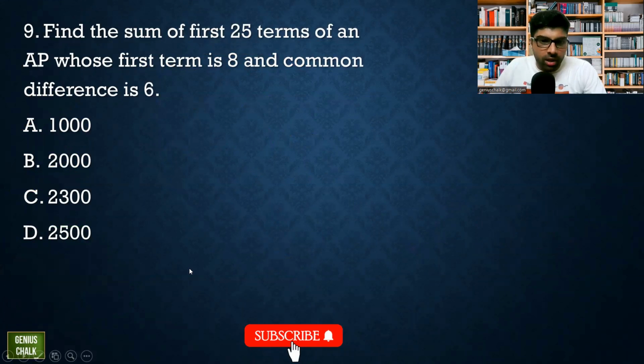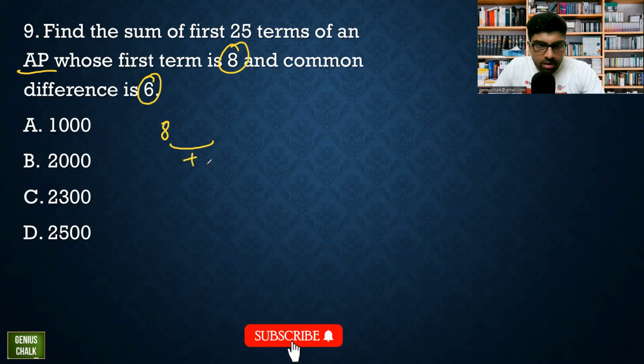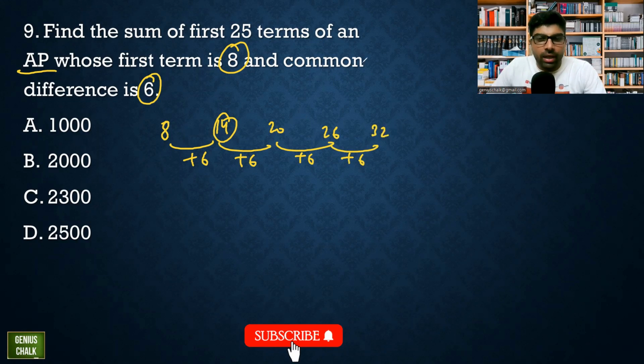Find the sum of first 25 terms of an AP whose first term is 8. What is an AP? Like this is 8. The common difference is 6. So 8 plus 6, that is 14. Common difference means every time the difference is the same between consecutive terms. So this is 20, plus 6, 26, plus 6, 32, and so on.